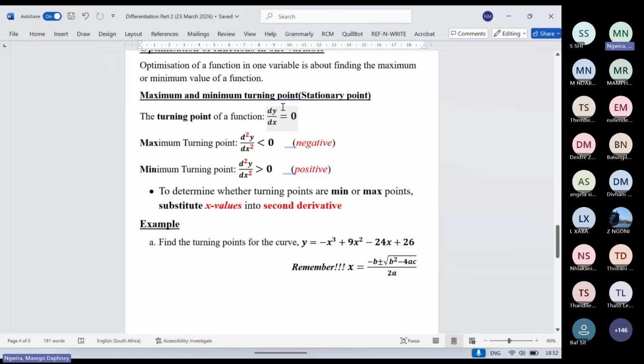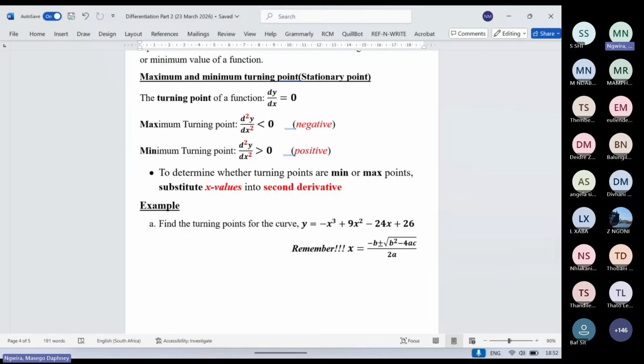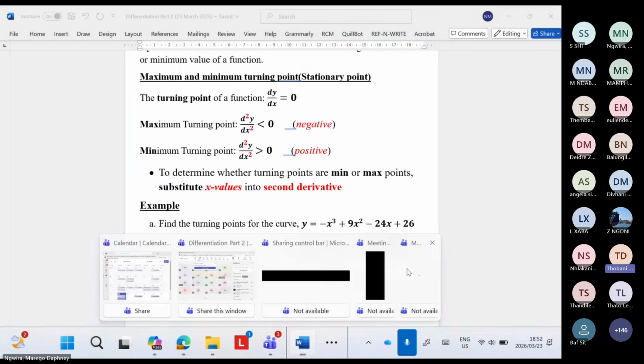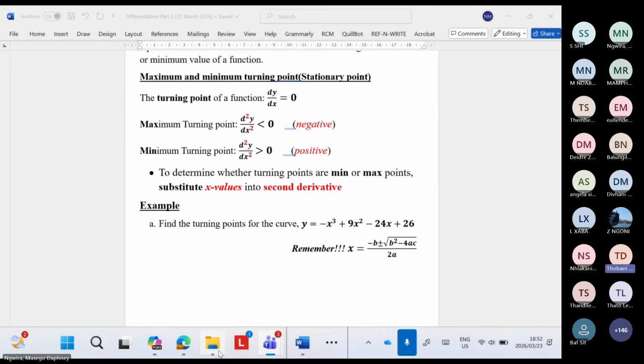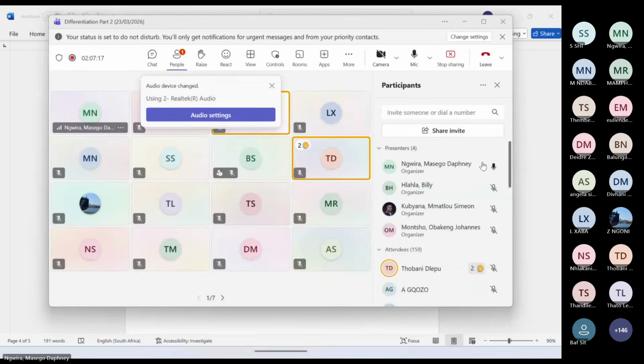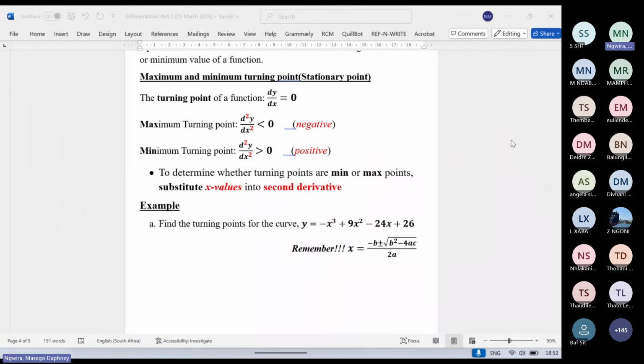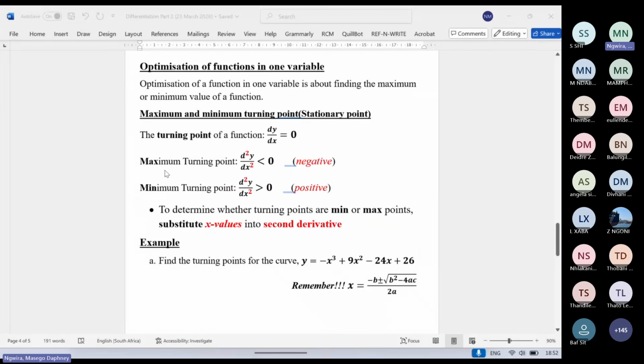maximum and minimum turning points. So a turning point is a stationary point. Please mute your mic. Okay. All right. So I am going to explain this. Tobani, I saw your hand. Can I please explain this? Then you'll ask the questions after I'm done so that it can make sense.